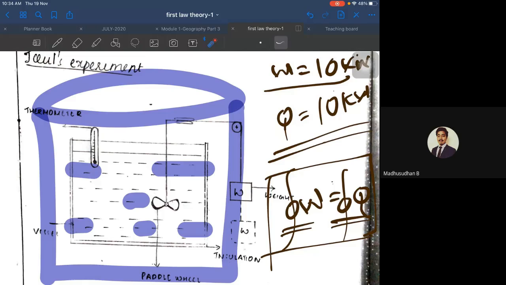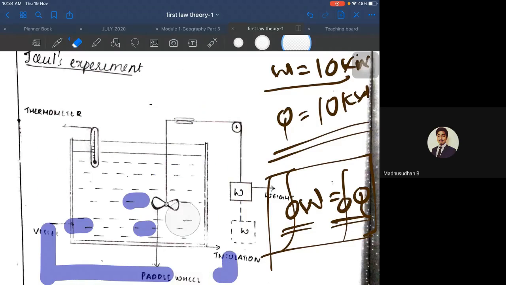So then he forms a law: the cyclic integral of work will be equal to the cyclic integral of heat. This is nothing but your first law. Did you understand, Narendra? Yes sir, I understood now. Okay.